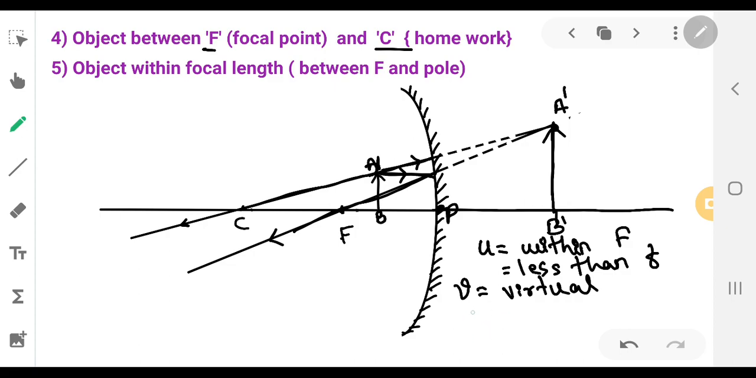So it is erect. The image is virtual, erect, and look at the size of the image. It is always magnified. The image is magnified. This is in case of a concave mirror.